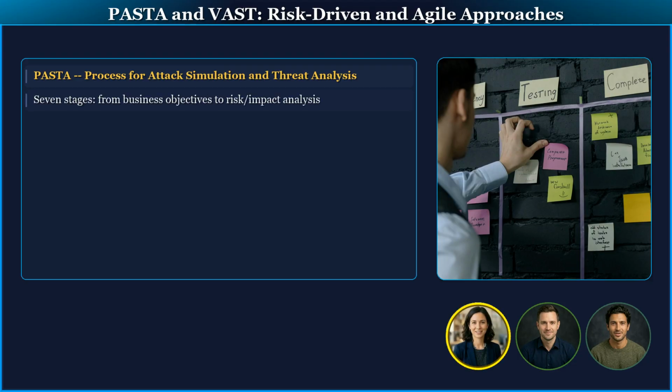PASTA has 7 stages. You start with business objectives, understanding what the organization is protecting and why. You move through technical scope, application decomposition using data flow diagrams and trust zones, threat identification, vulnerability identification, attack modeling, and finally risk and impact analysis.